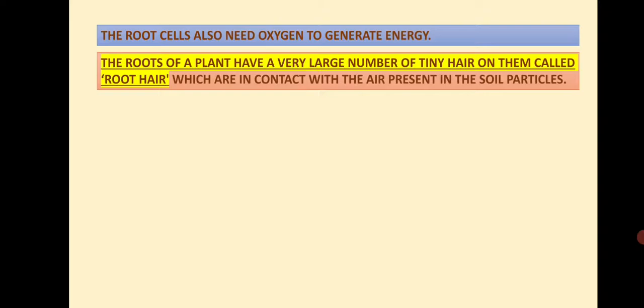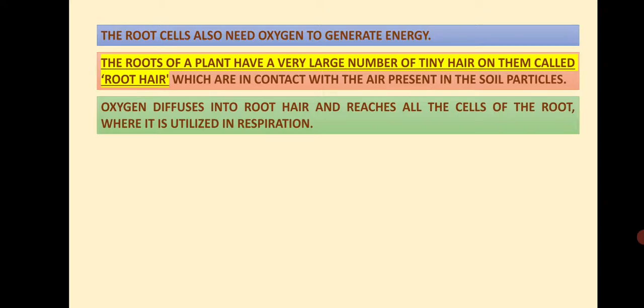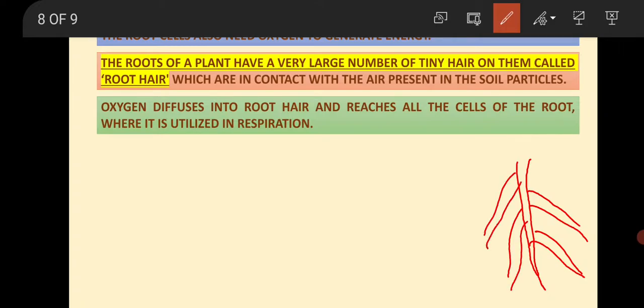The roots of a plant have a very large number of tiny hairs on them called root hair. So if you see the root of a plant, this is the primary root. From the primary root, the lateral roots come out, and each and every root has a number of root hairs.